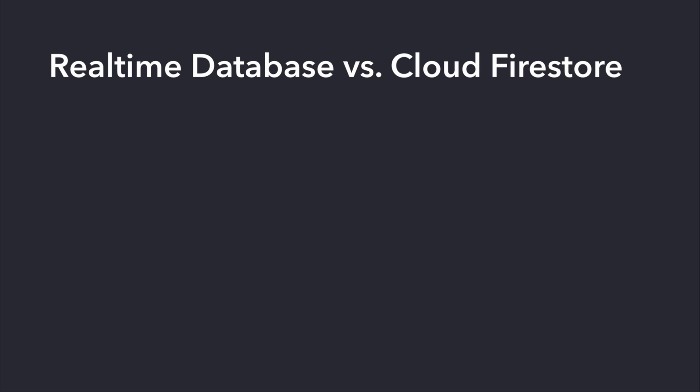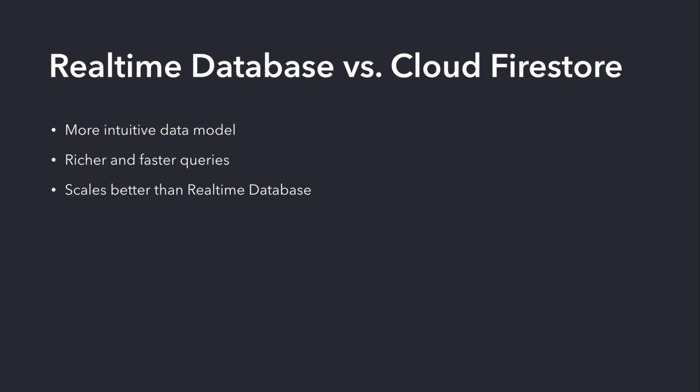And I'd like to give you a few details on what the differences between real-time database and Cloud Firestore are. Real-time database is Firebase's original database. It is an efficient low-latency solution for mobile apps that require synced states across clients in real-time. And Cloud Firestore is Firebase's new flagship database for mobile app development. It improves on the success of real-time databases with a new, more intuitive data model. Cloud Firestore also features richer and faster queries, and it scales better than real-time database. So these are a few of the key differences between real-time database and Cloud Firestore.